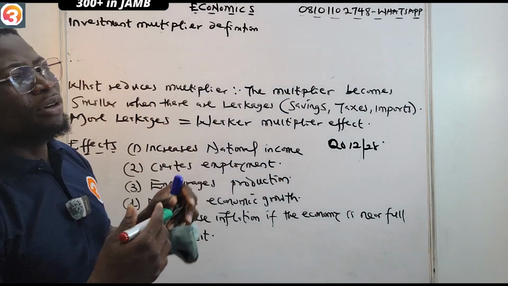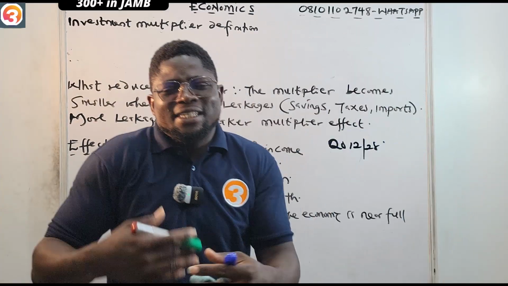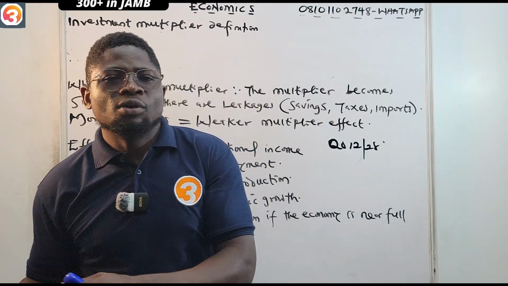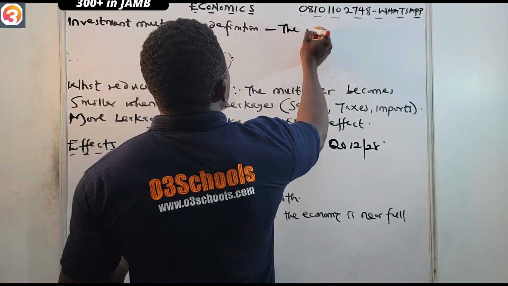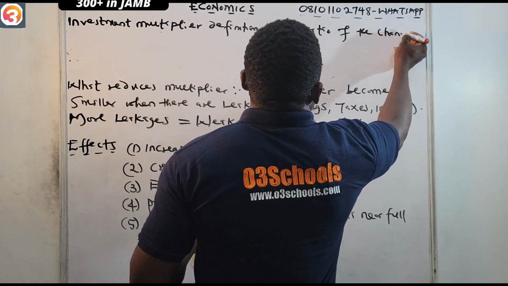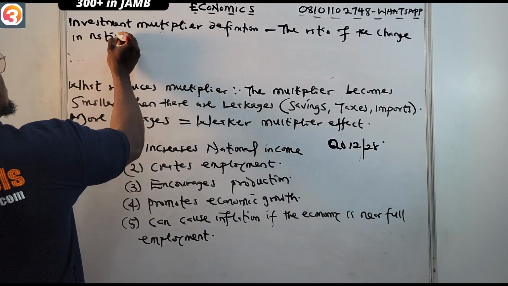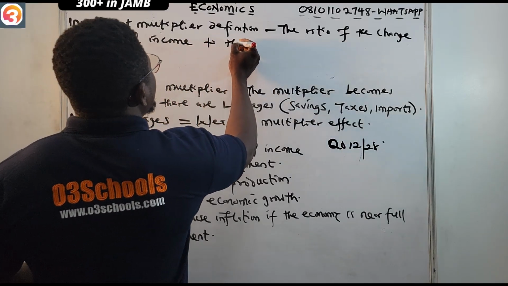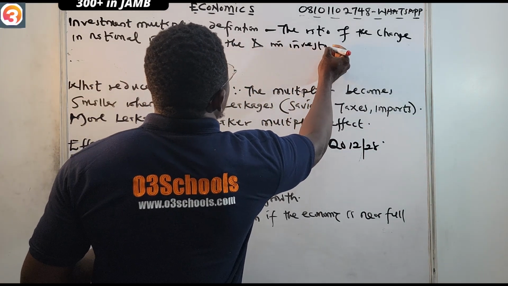Now, they're talking about this one. It's trying to talk about how an increase in investment leads to an increase in the national income. So the investment multiplier definition: this one is the ratio of the change in national income to the change in investment.